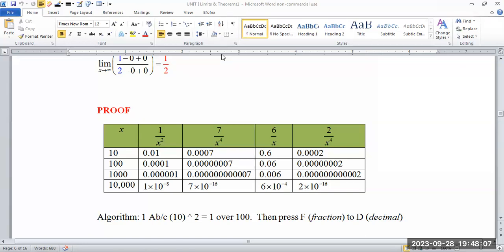So when it's 1,000, 6 over x is only 3 decimal places. But when it's 1,000, the 7 over x to the 4th is 2, 4, 6, 8, 10, 12 decimal places. And when you move to 10,000, it is only four decimal places. This one here is going to be 16 decimal places. All right? And the other one is 8 decimal places. So you look at it, and it tells you which one is moving slow, which one is moving fast.